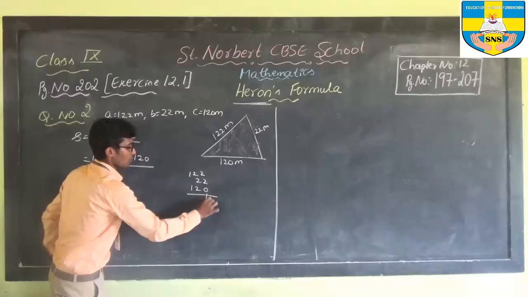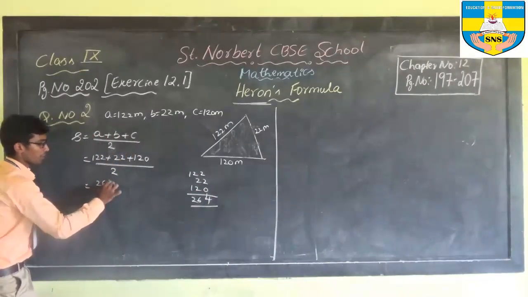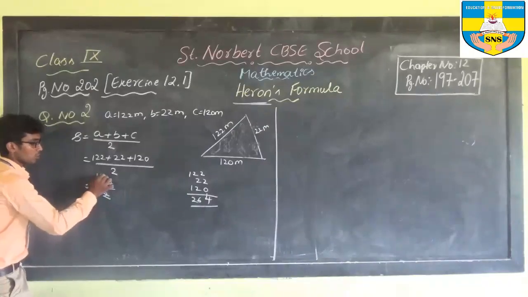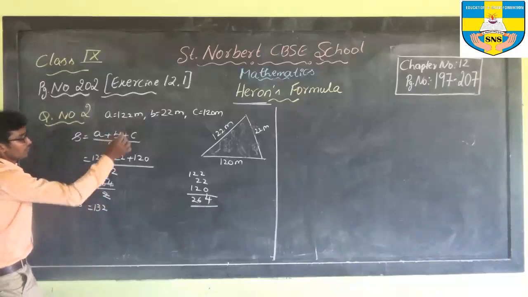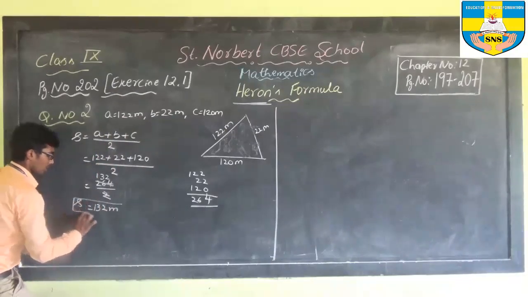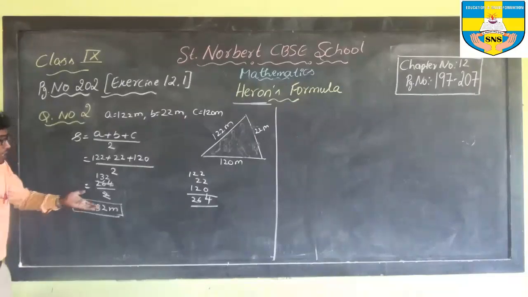So you will be having 264 divided by 2. What is the value of s? The value of s will be, units are very important, right? 132 meter. Now we have the value of s.